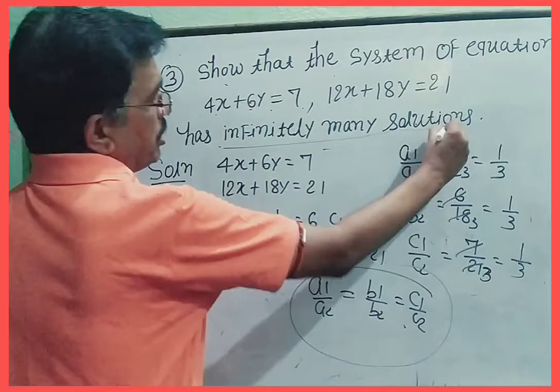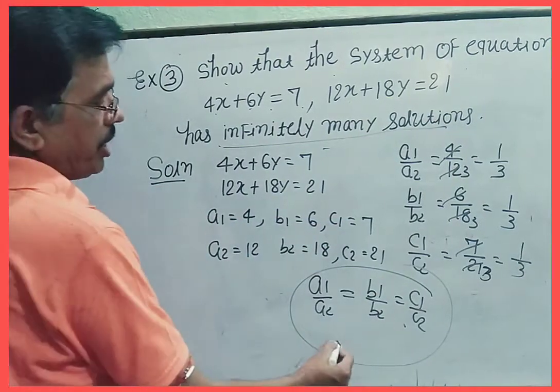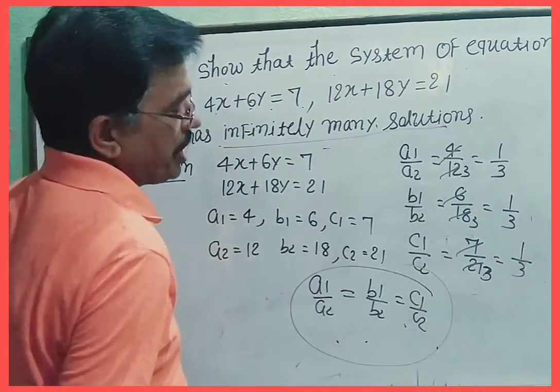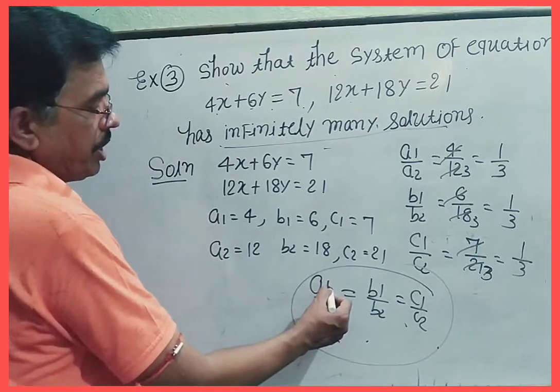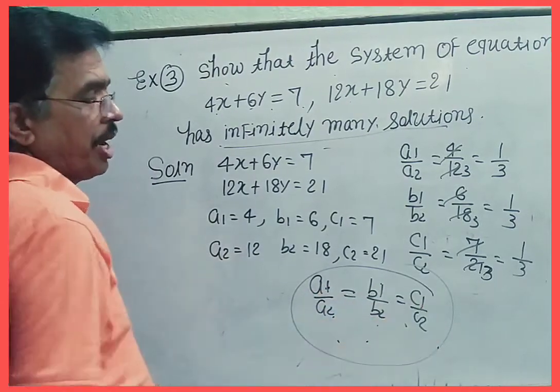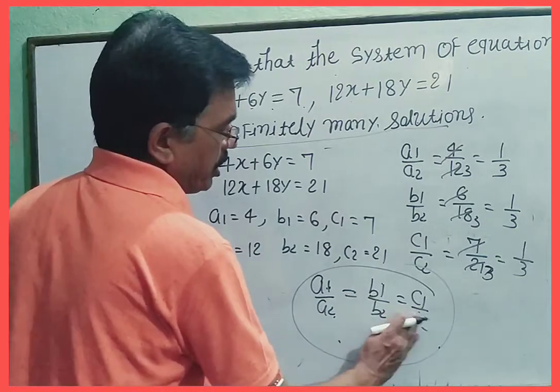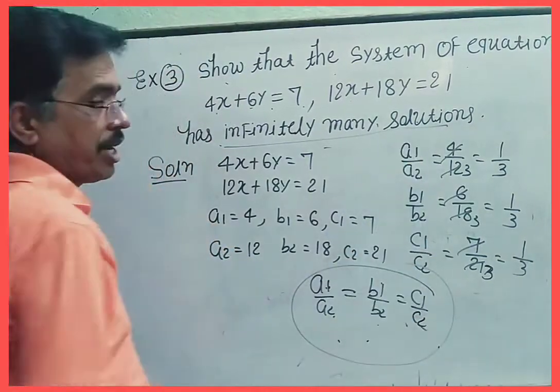So write the condition as follows, and here it has infinitely many solutions because a1 by a2, b1 by b2 and c1 by c2 are all equal. Then you can say it has infinitely many solutions.